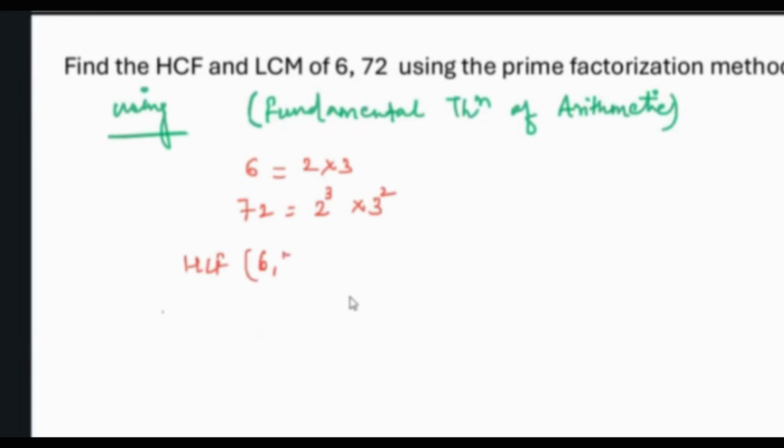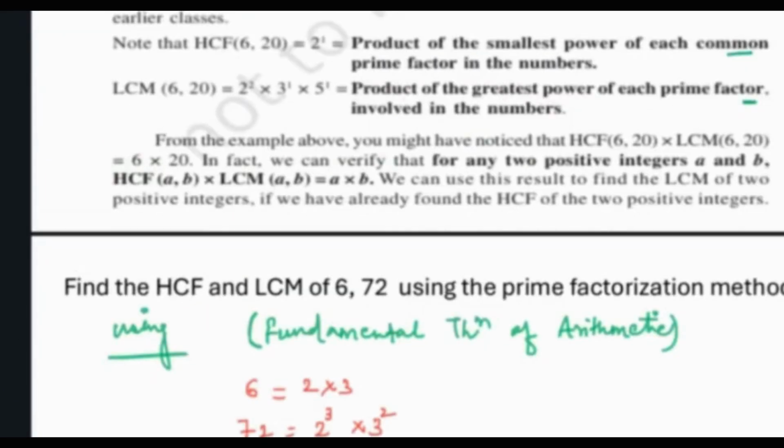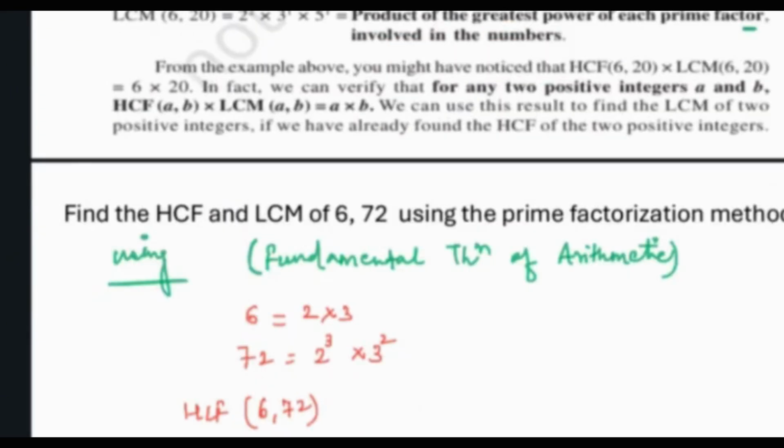According to the definition, HCF is the product of the smallest power of each common prime factor in the numbers. What are the common prime factors in these two expressions? 2 and 3. And that too in the smallest power. What is the smallest power of 2? 1. And the smallest power of 3? Also 1. So what will be my HCF? 2 into 3, so 6.